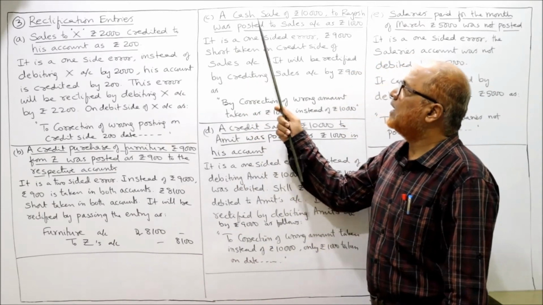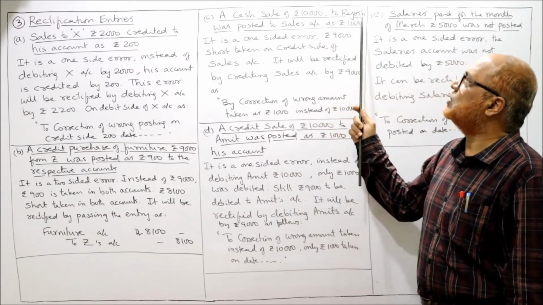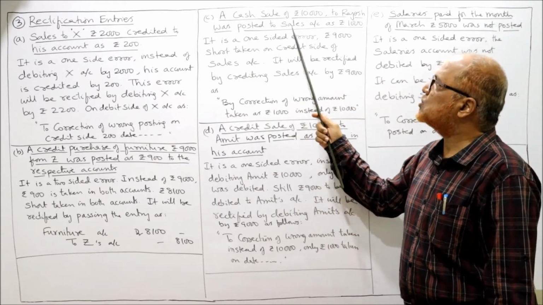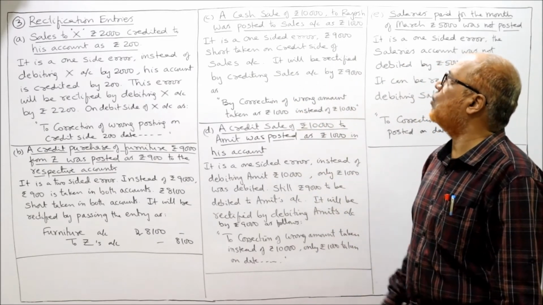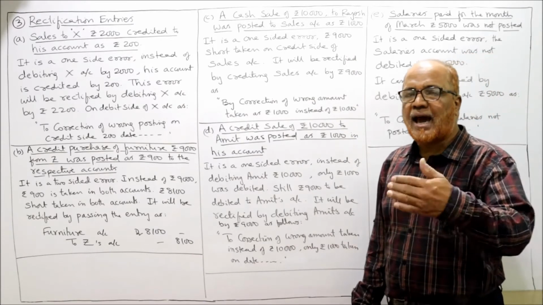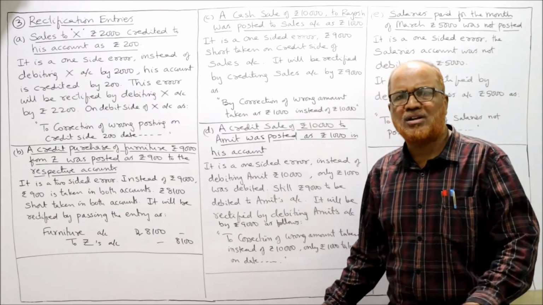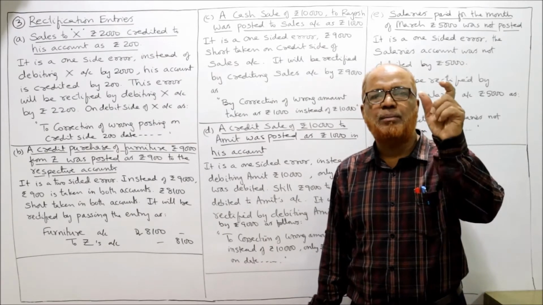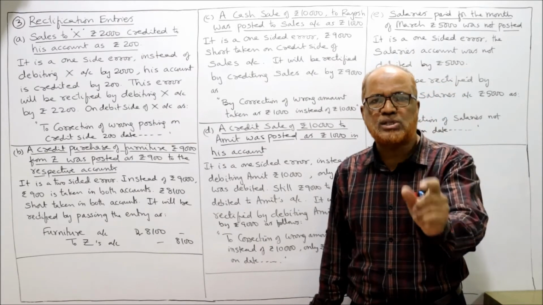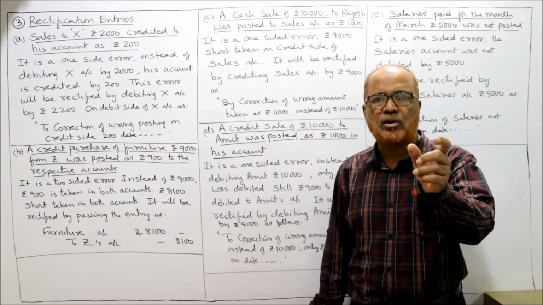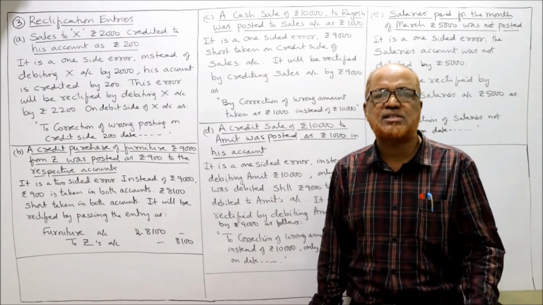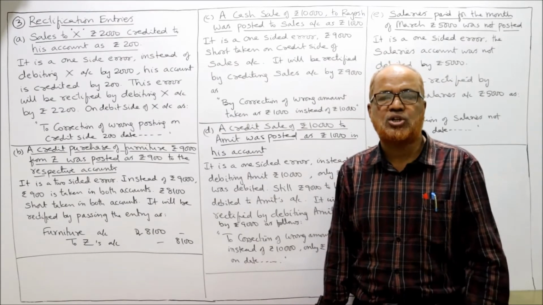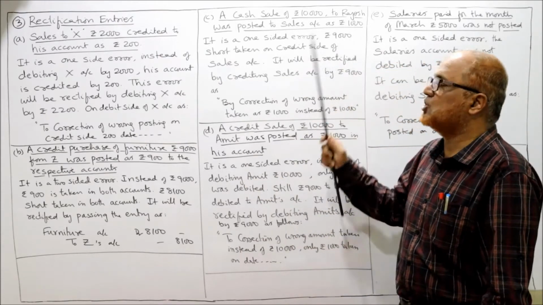Now third, a cash sale of rupees 10,000 to Rajesh was posted to sales account as 1,000. A cash sale to Rajesh. We are not concerned with Rajesh because we are selling the goods on cash. The entry will be cash account debit to sales account. It's a cash transaction, not a credit transaction, so we are not concerned with Rajesh.